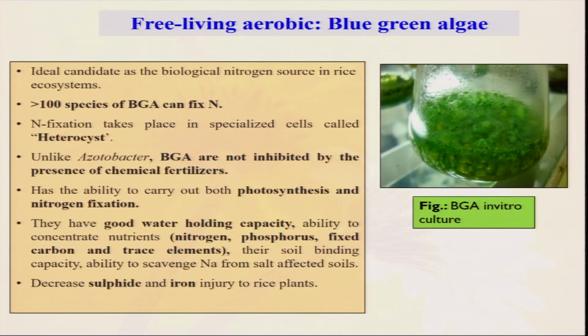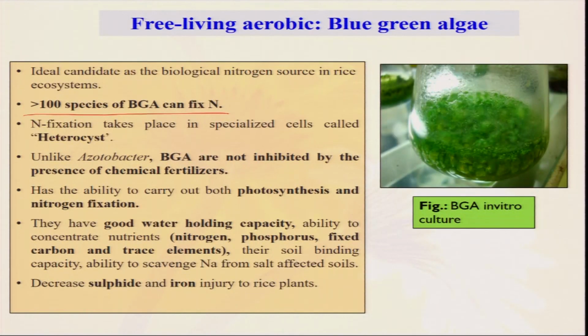Second is the free living aerobic type, that is blue green algae. If you see, the color is blue green, and they are algal in nature, and they are also present in our natural system. There are different types of algae, but there are certain species which can fix nitrogen better than the others. More than 100 species of BGA are there. So we have to isolate and identify which type of blue green algae fixes more nitrogen. They have the ability for both photosynthesis and nitrogen fixation.